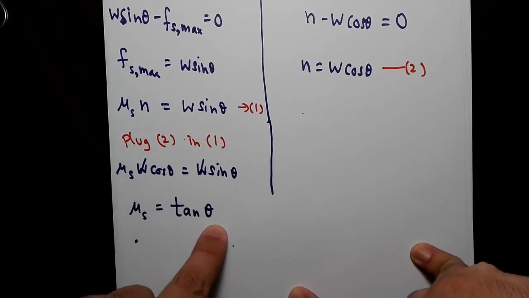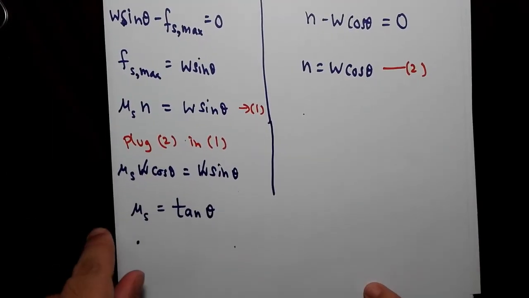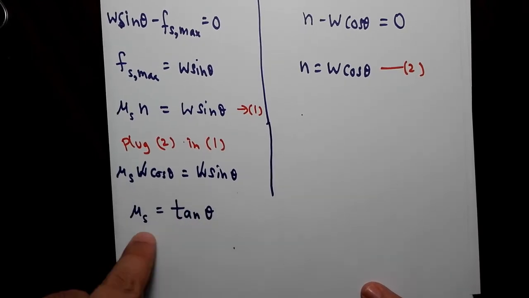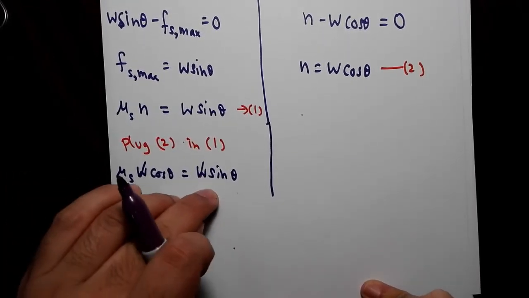So if we know the angle theta, as we're increasing the angle, you can measure the angle at which the guy just starts sliding. So that's going to be theta, and then you can get the coefficient of static friction between the two surfaces. Now the beautiful thing is that it's independent of the mass.